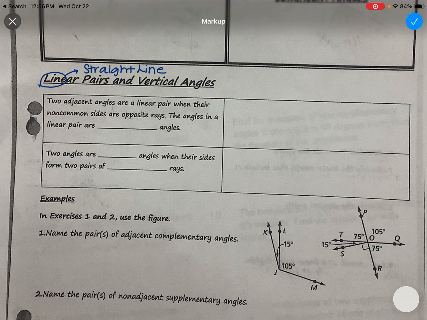Now, they have 2 requirements. The first requirement is they have to be adjacent, which remember, adjacent means next to each other. They have to share that ray. So they're 2 adjacent angles, and they are a linear pair when their non-common sides are opposite rays. The angles in a linear pair are supplementary angles. Remember that S, I told you to think of an 8 for 180. So they have to be adjacent, they have to be next to each other, and they have to add up to 180 degrees.